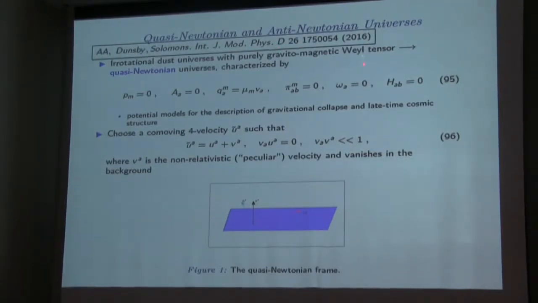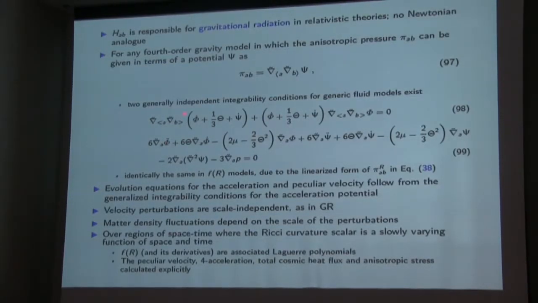We have so-called quasi-Newtonian and anti-Newtonian universes that are described by this kind of expression. For the quasi-Newtonian model, where the magnetic component of the Weyl tensor doesn't exist, there come two sets of integrability conditions that do not necessarily have to be identical in general in fourth order gravity, but it turns out that for f(R) models, the two integrability conditions are identical.